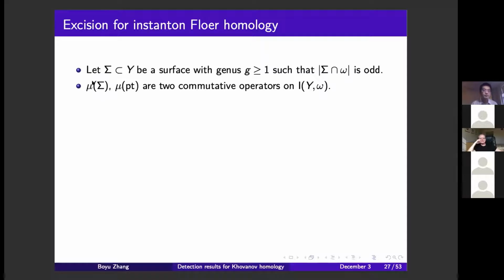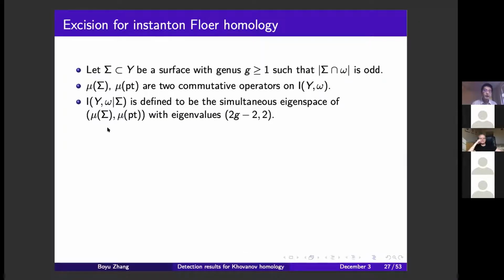first of all we have two operators that can be defined on instanton Floer homology, called mu of sigma and mu of point. The idea of the mu maps or the mu actions can also be found in the original works of Donaldson in the early 1980s. Roughly speaking, those mu maps are defined by cutting down the moduli space using the slant product by the fundamental class of sigma and the fundamental class of the point. So in particular, those operators only depend on the homology class of sigma.